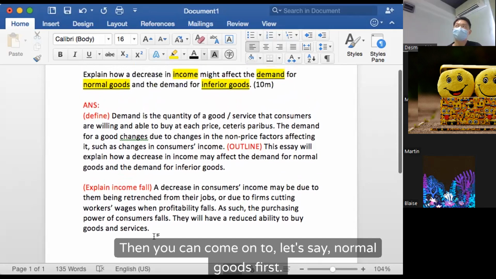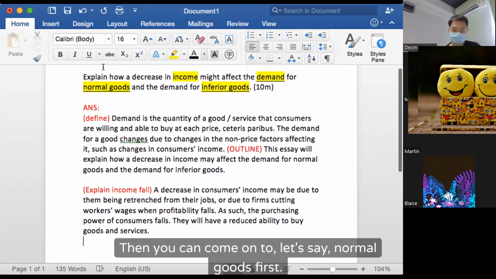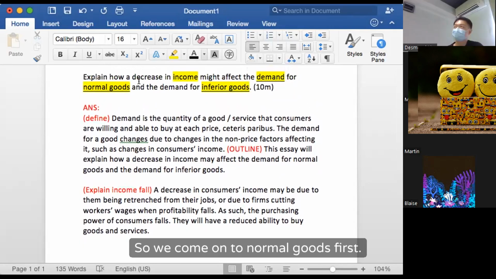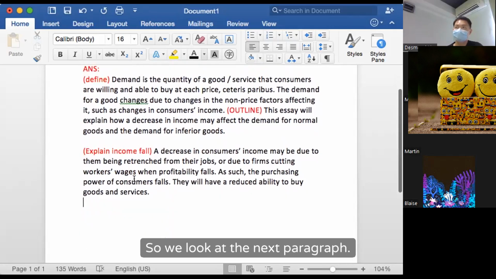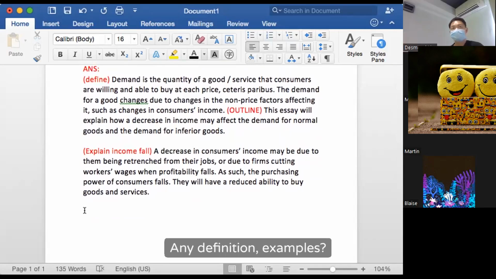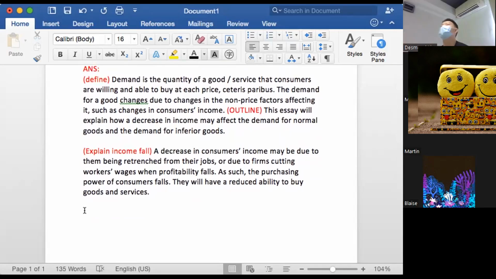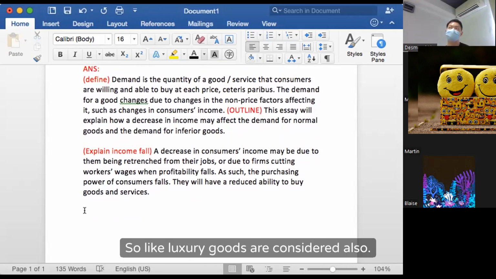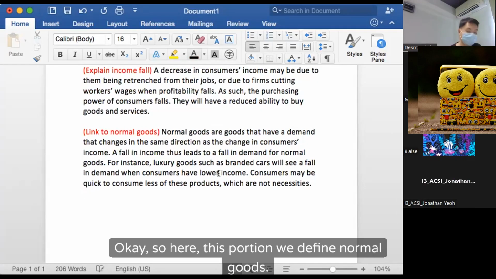Then you can come on to, let's say, normal goods first. This is one outcome, one particular product, and so we look at the next paragraph. So normal goods are what kind of goods? Any definition, examples? Luxury goods are also considered. So here, in this portion, we define normal good.